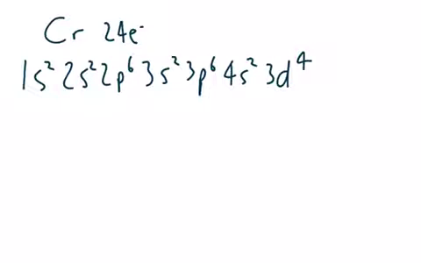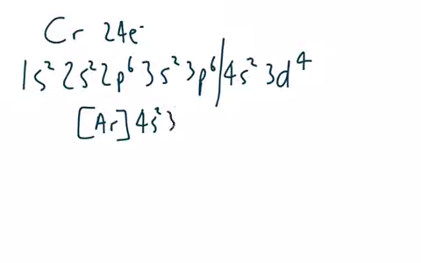Now, here's what I'm going to do. I'm going to do the noble gas configuration for this. If you recall, to do the shortcut here, argon represents the first 18 electrons. So I'm going to put argon, and then 4s2 3d4. Now, I'm going to demonstrate why chromium is an exception. This is the expected configuration. However, in real life, chromium does not show this.